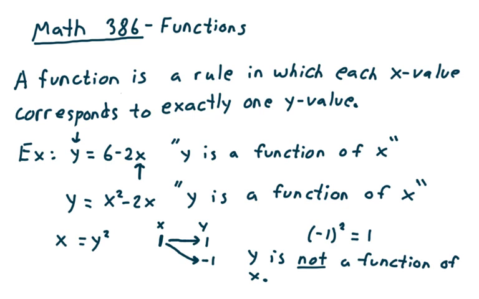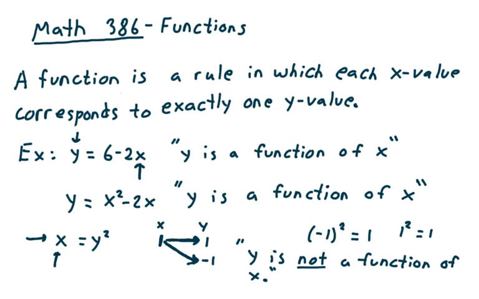Now, let's take a look at this third equation here. Notice how I have x equals y squared. This is an example where y is not a function of x. And you might ask why. Because if I replace x with 1, if I take 1 squared, I get 1 back. And if I take negative 1 and square it, I also get 1 back. So notice that 1 corresponds to 1, and it also corresponds to negative 1.